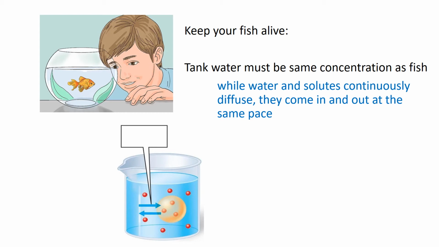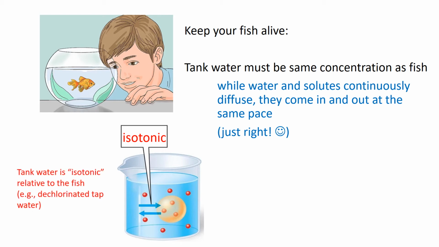Notice in this cartoon on the bottom that the arrows are the same size. That indicates that water is coming into and out of the fish at the same pace. The fish doesn't notice this movement of water because it's just maintaining its hydration status. It's just right. In this situation, the tank water is described as being isotonic relative to the fish. An example of this would be if you have properly dechlorinated some tap water, and that's the best situation for keeping your freshwater fish alive.